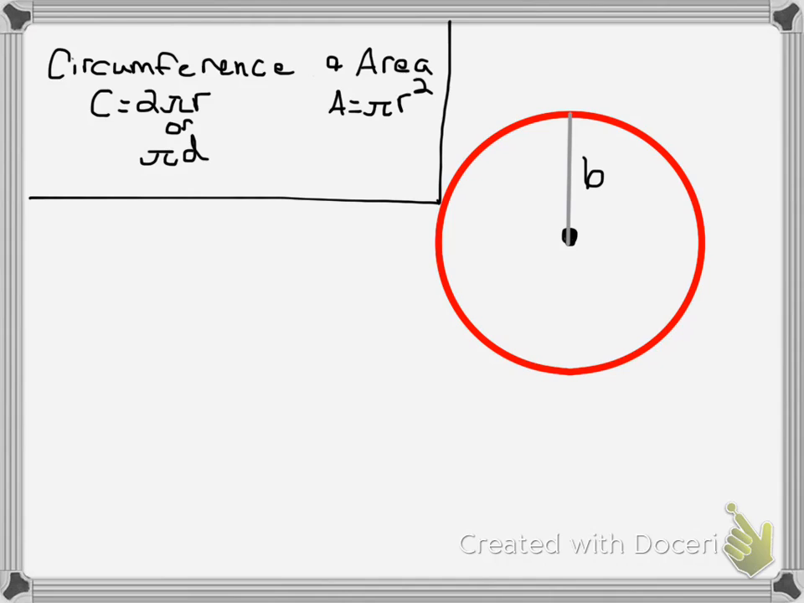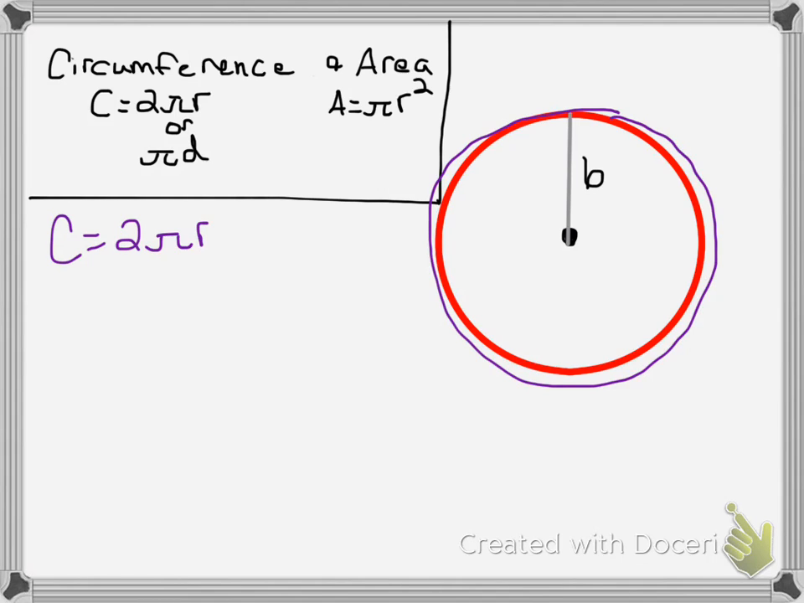So the circumference of a circle is the measure around a circle. That means that if you were to take a tape measure and lay it all the way around the circle, that is the circumference. That's the distance around the circle. You can find the circumference by doing 2 pi r, where r is equal to the radius.